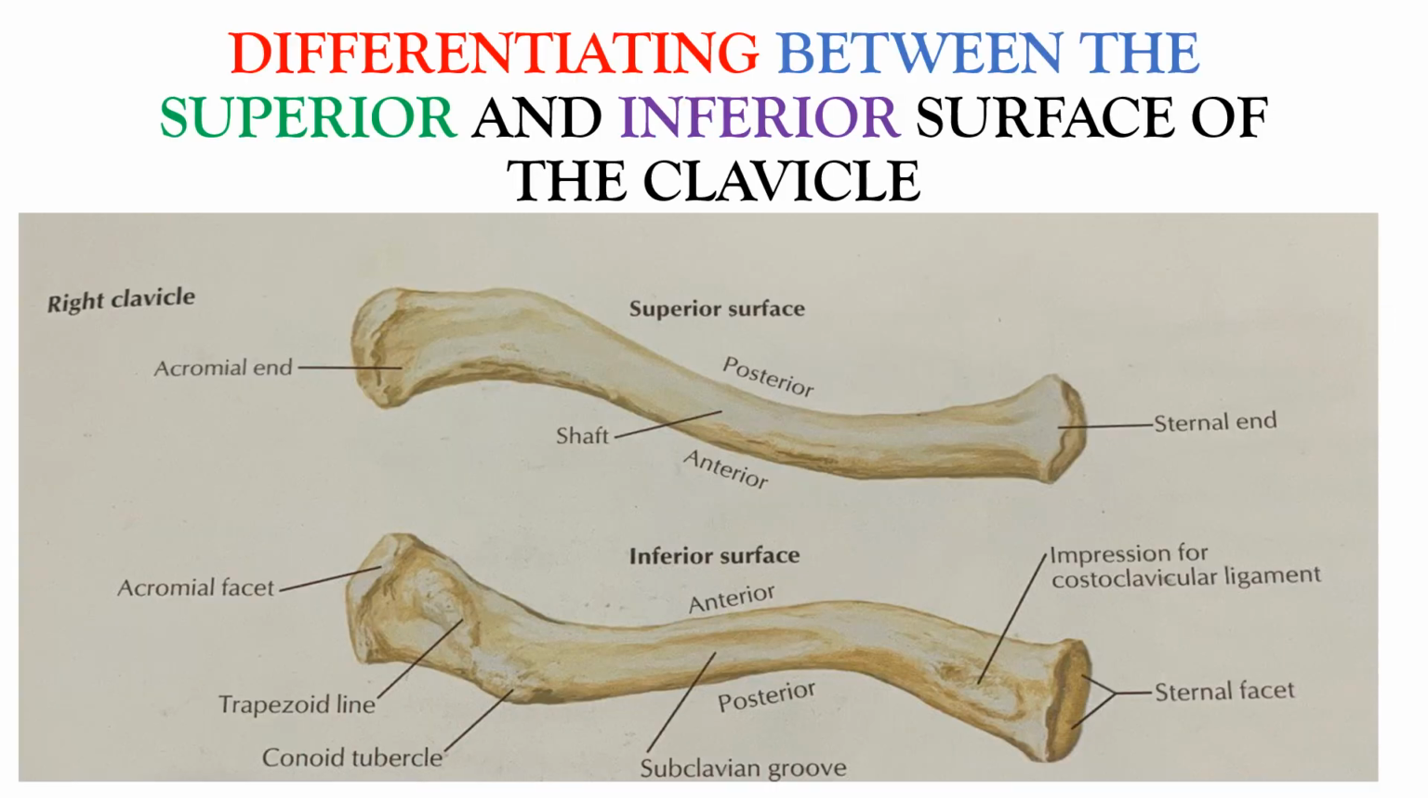Now, how do we differentiate the superior surface of the clavicle from the inferior surface? This is the superior surface, and this is the inferior surface. You notice that on the inferior surface there's a groove, a depression called the subclavian groove, which provides attachment for the subclavius muscle. There's also a tubercle called the conoid tubercle, and a line called the trapezoid line. So once you see the subclavian groove, you know that this is the inferior surface.